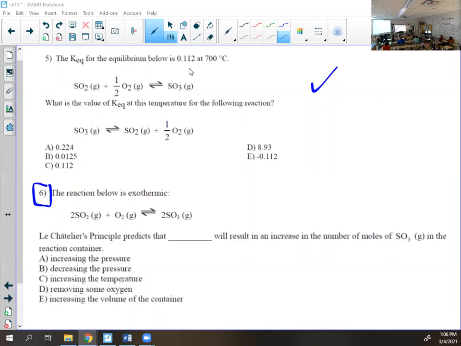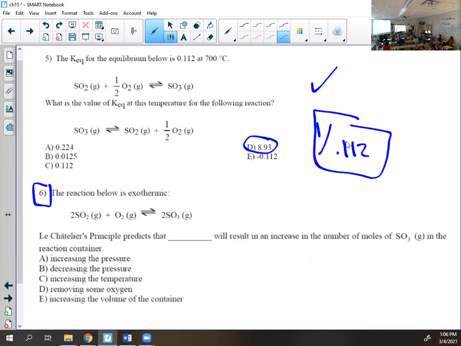All right. If this is 0.112 and this is double, oh, it's the reverse. Sorry, it's the reverse. So this would be D. Is that right? All right. How do we figure out that it's D? 1 over 0.112. The lesson learned here is that the Kp, Kc, or whatever the K is, we don't really care, of the reverse reaction is the reciprocal of it in the forward.